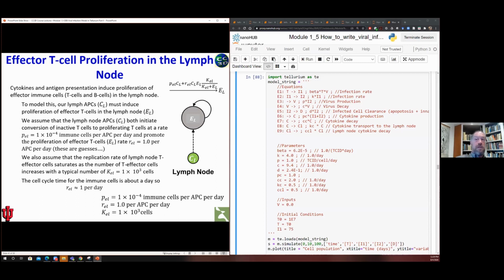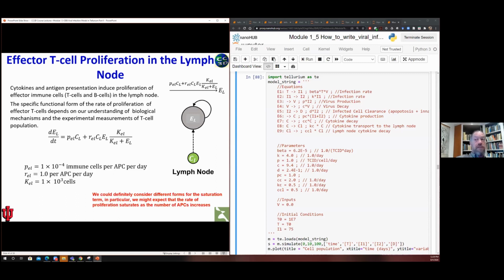And so we're going to use an equation in this form. There are plenty of other saturation forms we could use. You might expect, for example, that the rate of proliferation saturates in the amount of antigen signal, or the amount of cytokine signal or APC signal. We haven't put that in. And so this is why I wanted to introduce the idea of coming up with theoretical phenomenological rate laws. There are really many that we could put in here.